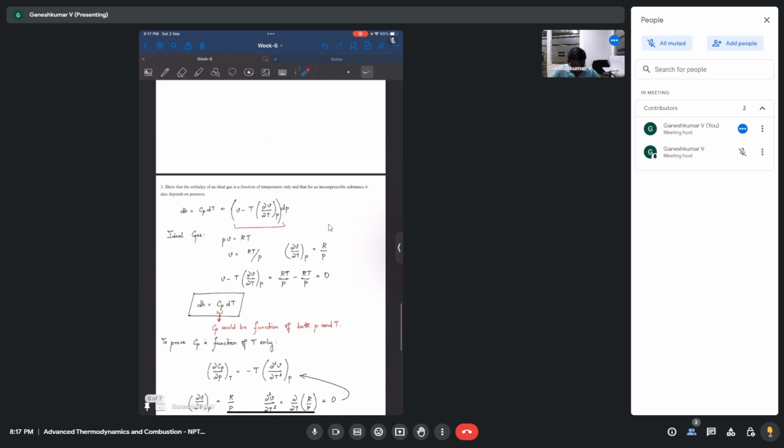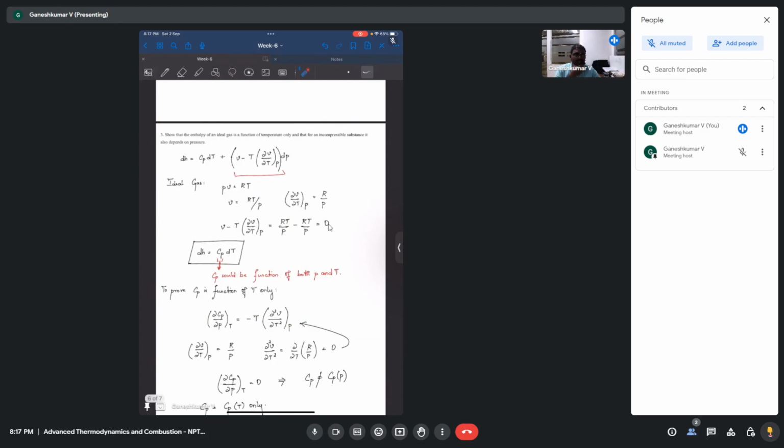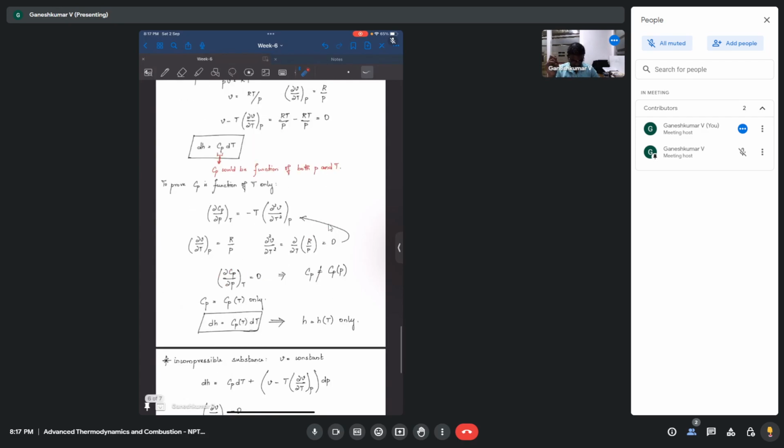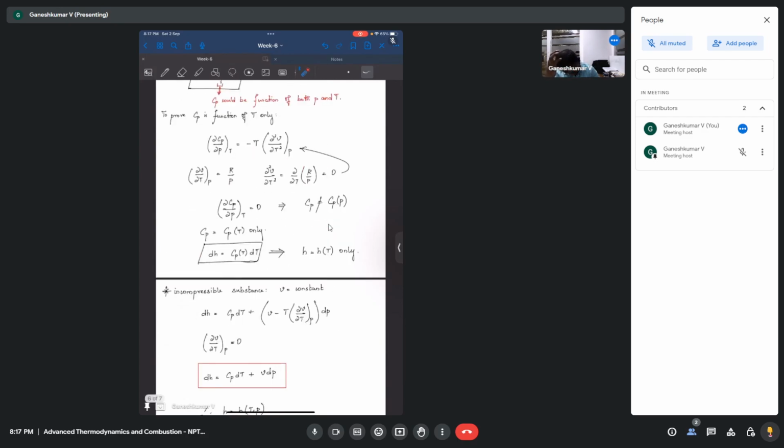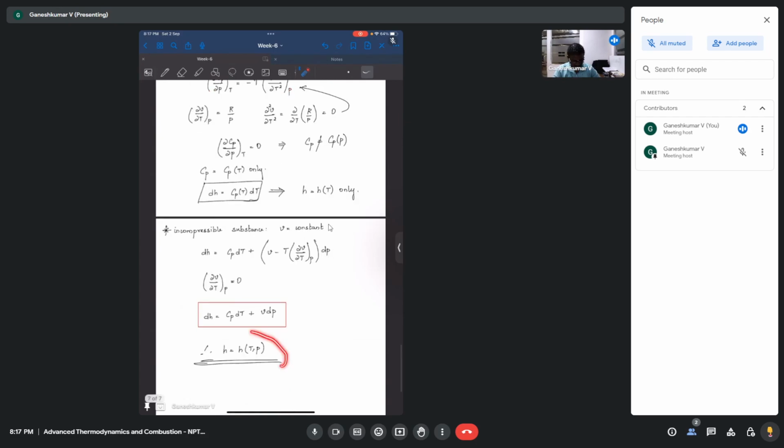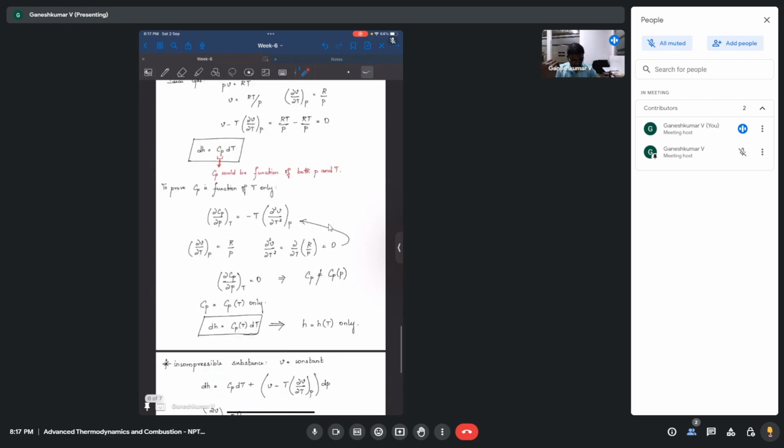The third one, we established that enthalpy for an ideal gas is a function of only temperature. This will be useful in subsequent topics when we discuss. Also for an incompressible substance, we know that V is constant. So at that time, enthalpy depends on both temperature and pressure. We proved it.